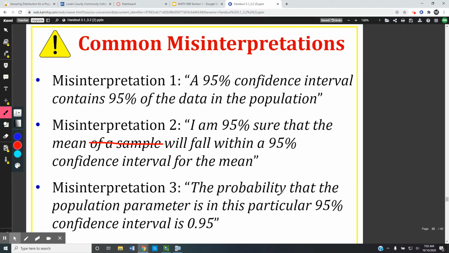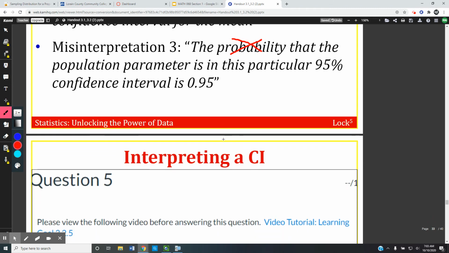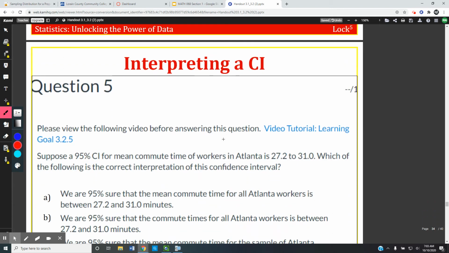Misinterpretation number 3, the probability. As soon as it says probability, you can be done with it. This is not about probability. This is about capturing something inside of a value.